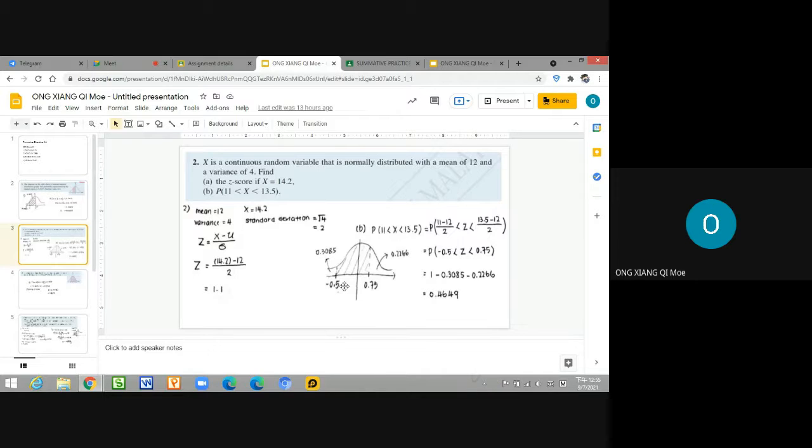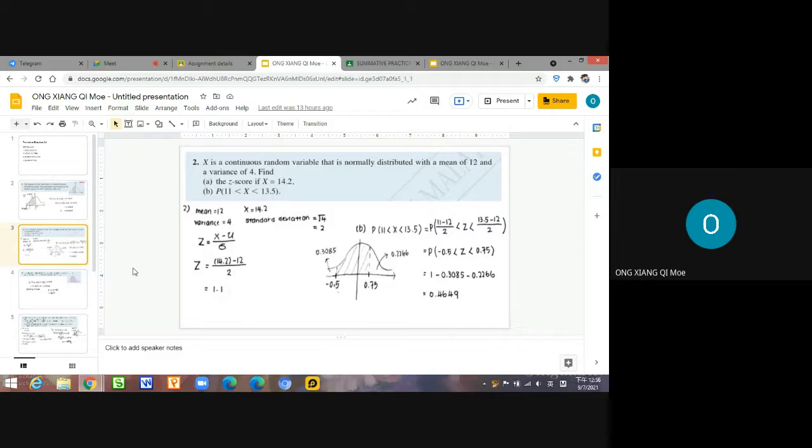Now what we need to do is find the probability of this shaded region. We all know the probability of the whole graph is 1, and we use 1 to minus these two numbers that we find in the table of normal distribution, so we can get the answer 0.4659.